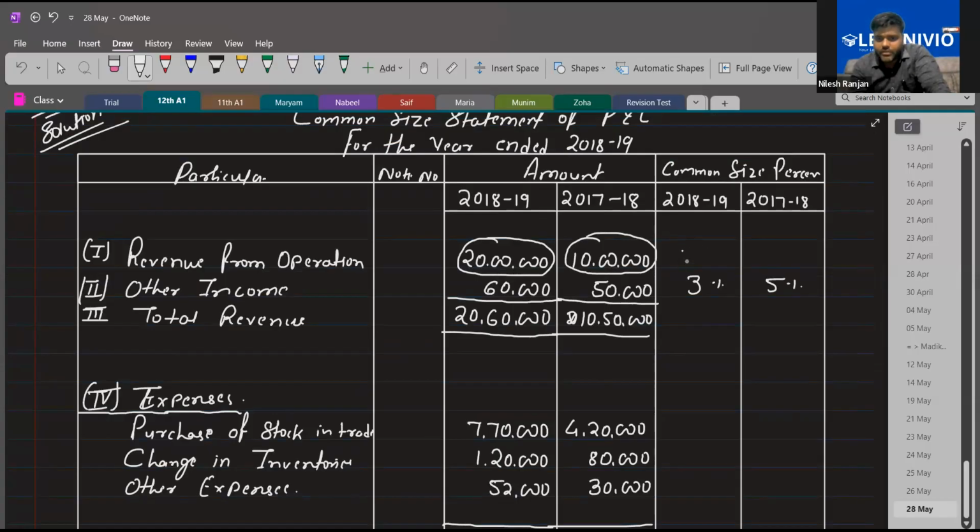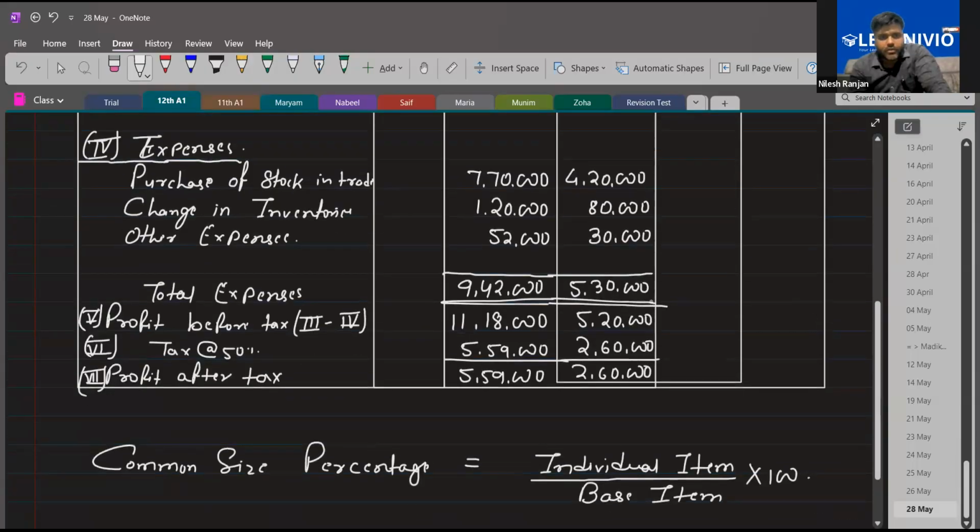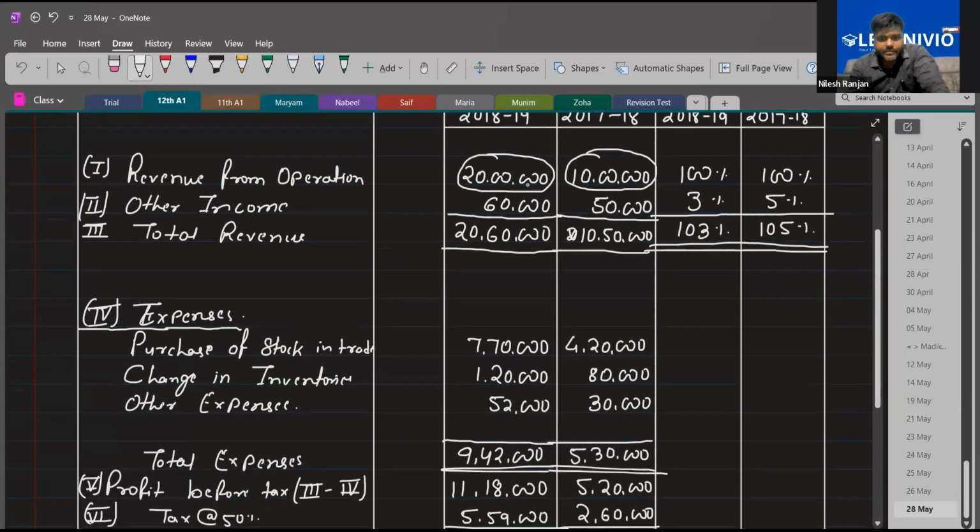In the same manner, 20 lakh divided by 20 lakh, 100%. Base item, always 100%. Total revenue is 103% and 105%. Now, purchase of stock in trade, it is 770 divided by 20 lakhs, so it is like 38.5%. Then 120 divided by 20 lakh, it will be 6%.